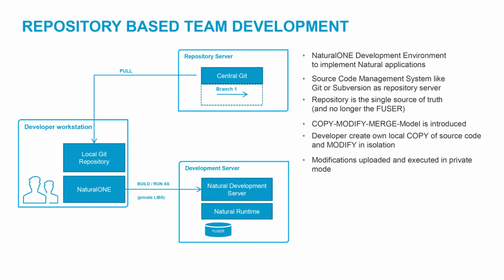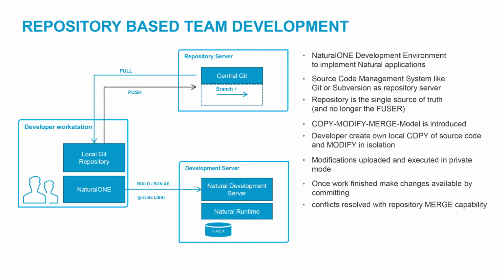Modifications are uploaded and executed in private mode. NaturalONE executes changes independently of other users, so their work is not affected by any other user's changes. Once the work has been completed, the changes are made available by committing or pushing them to a central repository. Any arising conflicts are resolved through the repository's merge capabilities.